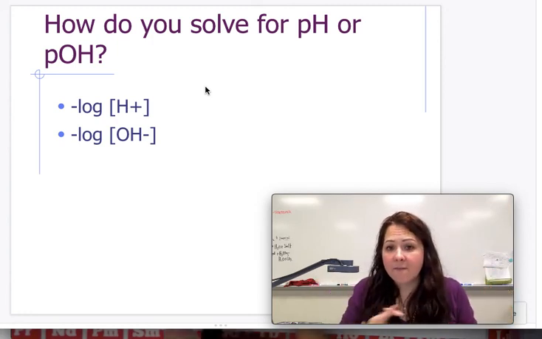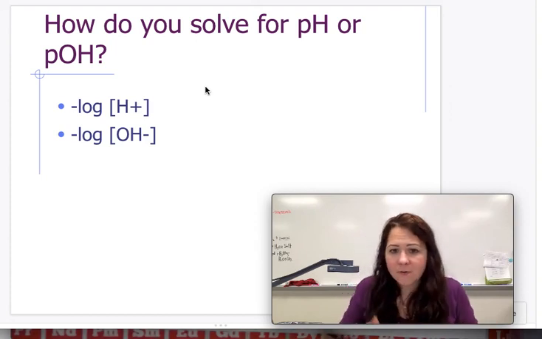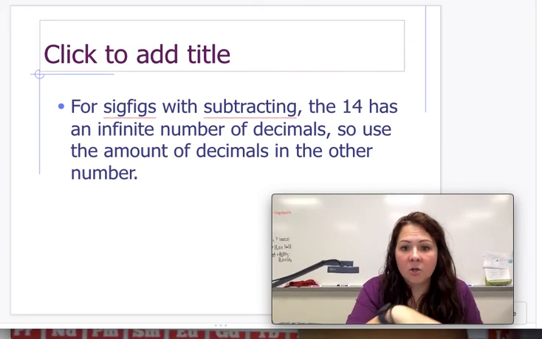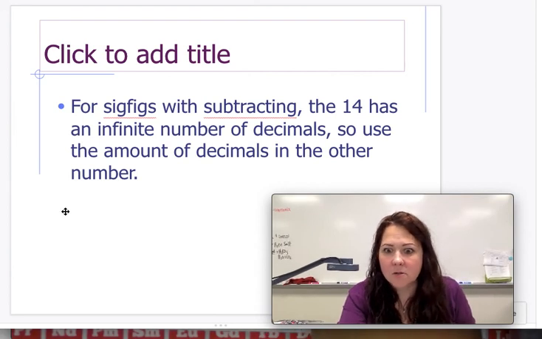So when you're solving for pH or pOH, they're actually pretty straightforward. There's just a few things that you need to remember. So when we are looking at this, I totally spelled that wrong. I will fix that in a second, sorry.